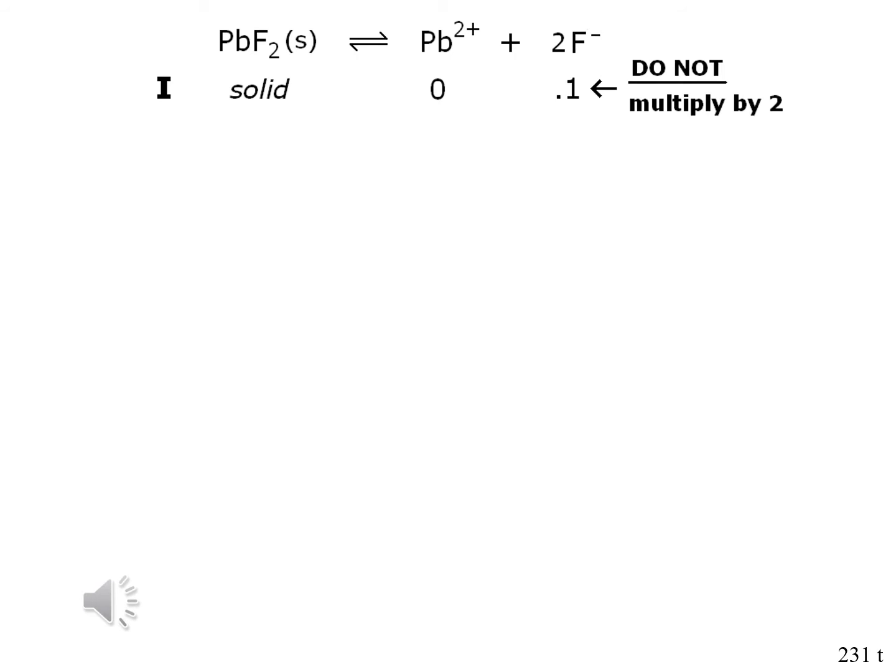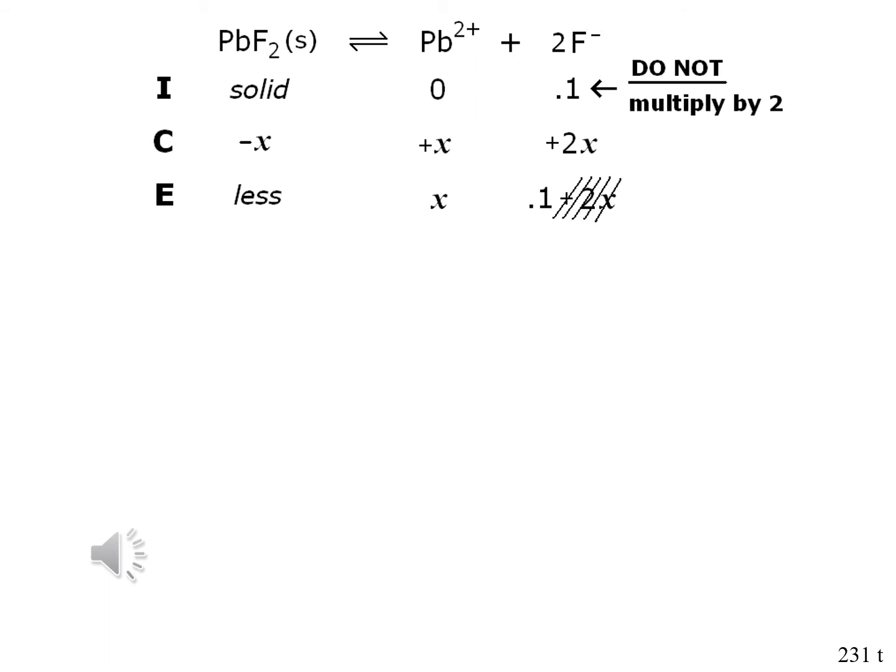You expect the fluoride to decrease the solubility of the solid, and it changes the ice table because now there's not 0 fluoride at the beginning, but you added the 0.1, and you don't multiply that by 2 because the person doing the experiment is the one who chose the concentration. As you can see in the ice table, the last row for fluoride now contains 0.1 plus 2x, but we can ignore the 2x because that's the amount that comes from the solid, and that is going to be negligible compared to the original amount.